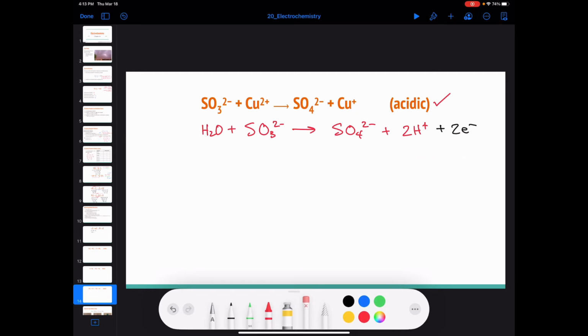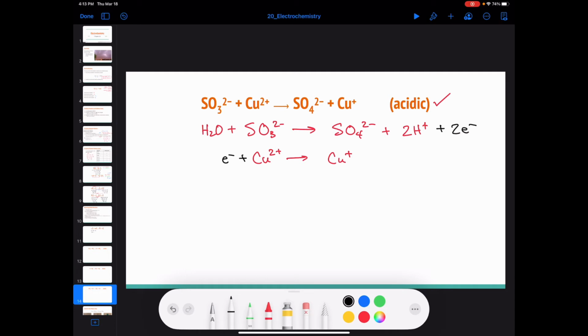Let's do our next one, which would be our copper 2+, turning into copper 1+. Okay, again, just like the last one, this step's really easy because our copper's already balanced. We don't have to worry about hydrogen or oxygen. So all we need to do is balance charges. On the left, I have a +2. On the right, I have a +1. So that means I'm going to need an electron on that left-hand side so that it'll balance out to just a +1.